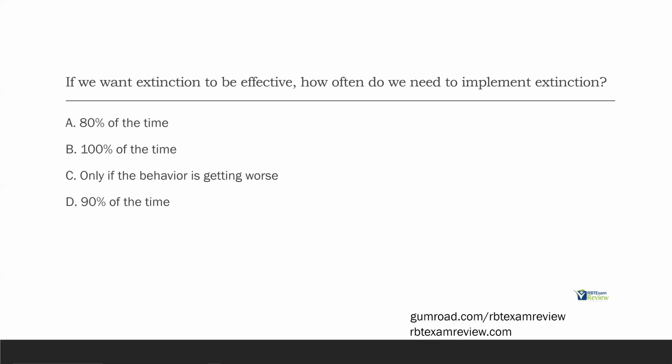If we only implement extinction 80% of the time, what happens the other 20%? Well, we're reinforcing the behavior. That behavior continues to persist. Not what we want. We're looking for 100% of the time extinction, meaning that behavior is never receiving reinforcement. Now, nobody's perfect, right? The occasional slip up, it's going to happen, but we need as close to 100% as possible. Even D, 90% of the time is not enough because 10% of the time that behavior is still receiving reinforcement. If anything, we're just changing, right, the reinforcement schedule. Extinction needs to happen as close, if not 100% of the time to be effective.